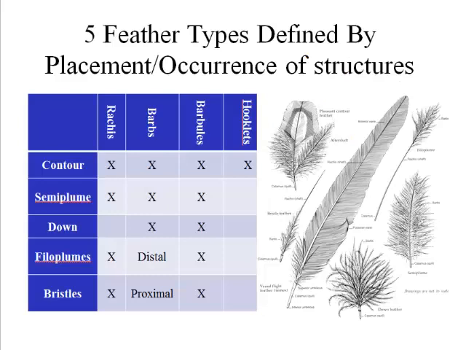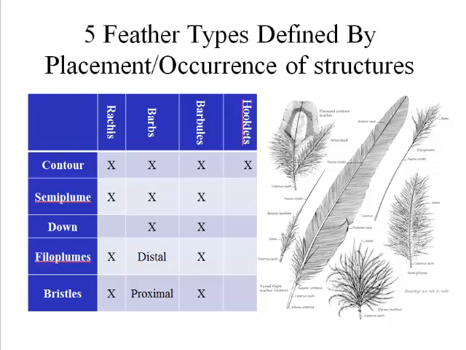Now that we know some parts of the feather, let's look at the feather types. You can tell 5 different feather types based on the parts that they have and the proportions. So a contour feather has a long rachis, right? The rachis is longer than any one of the barbs. It has barbules on the barbs, and the barbules have hooklets, so they are hooked together just like Velcro. You can pull them apart and then you can preen it right back together again. So you can unzip it and zip it.